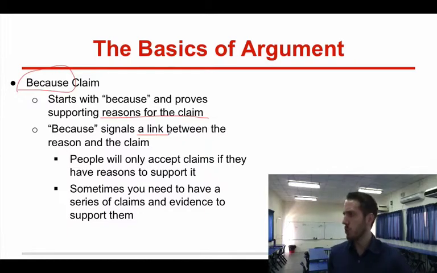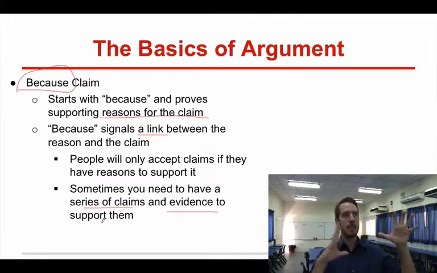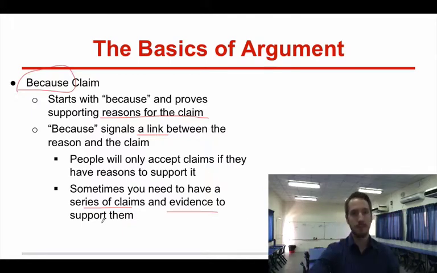Honey, I think we should buy a new car. Okay, what are your reasons? Well, I don't have any. Then we're not getting a new car. Sometimes, one reason is enough. Sometimes you're going to need a series of claims with reasons and evidence to really support an argument. So when you write an argument, always think of what is my statement, what is my because.